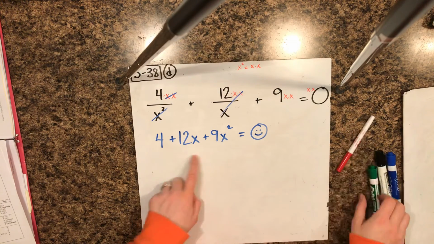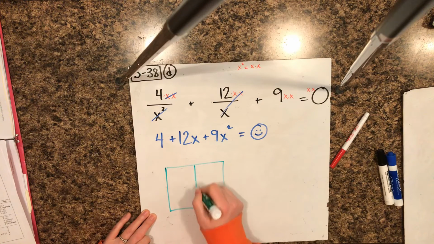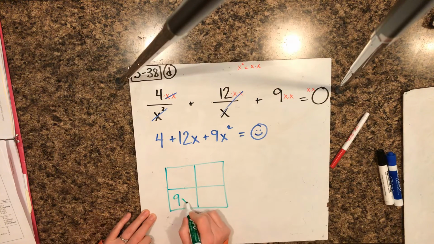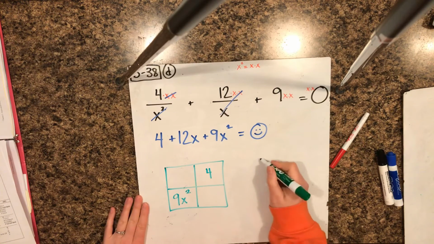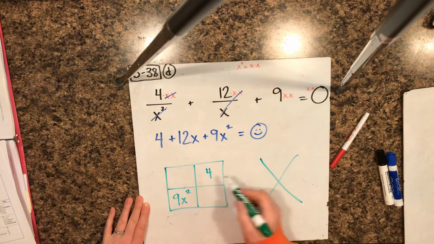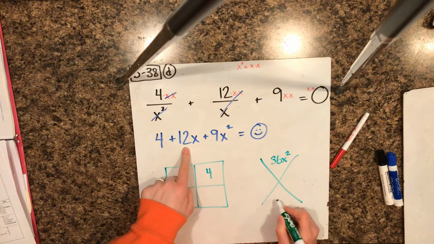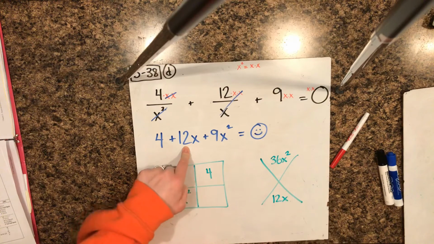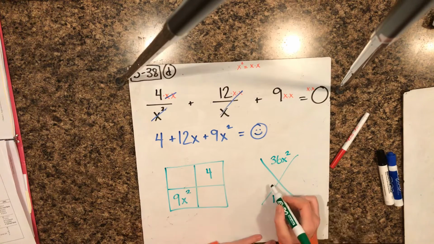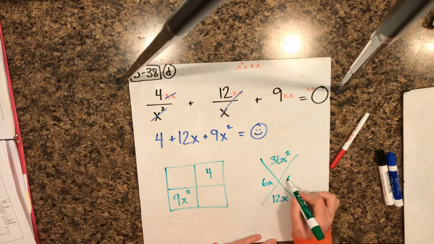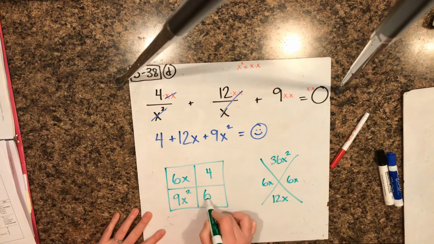Okay? If I factor this with box and diamond, I put the x squared and the constant terms in a diagonal opposite from one another. In the diamond, I multiply those together to get 36x squared. And this middle term, 12x, goes on the bottom. Two things that multiply to make 36 and add to make 12 are 6 and 6. So those 6 and 6 are what goes in the other two corners.